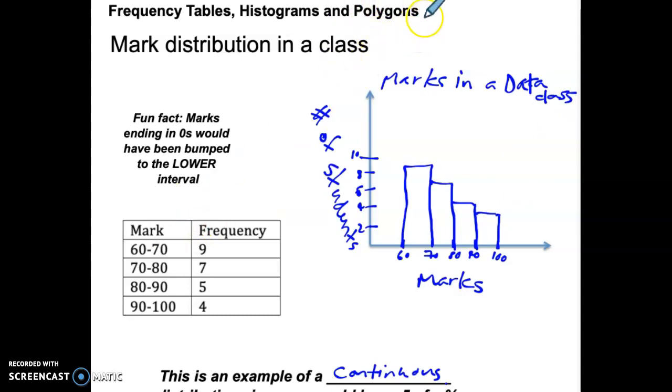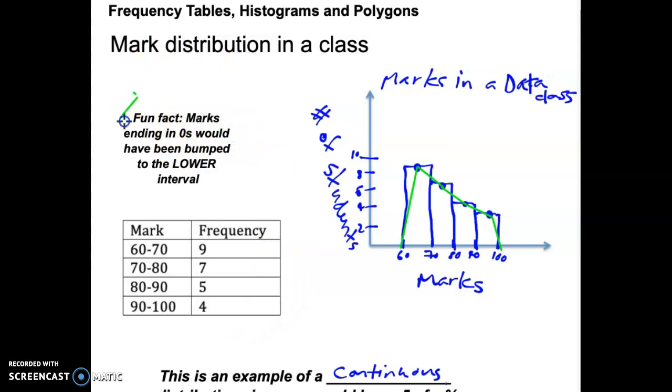If we were going to do a polygon, then what we would be doing is we'd be taking the midpoint of each of these bars and connecting it. Good. So if we connect all of those midpoints, then that is our polygon. Okay. And this original piece of data here that we were given, this table with the marks and the frequency, that would be considered a frequency table.